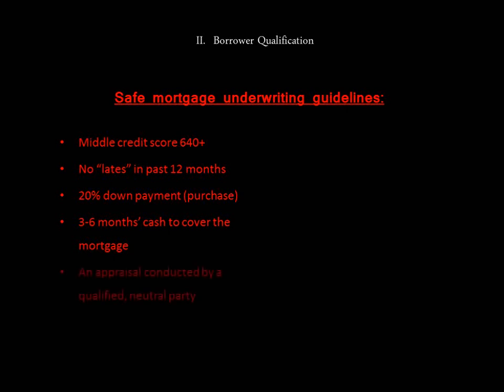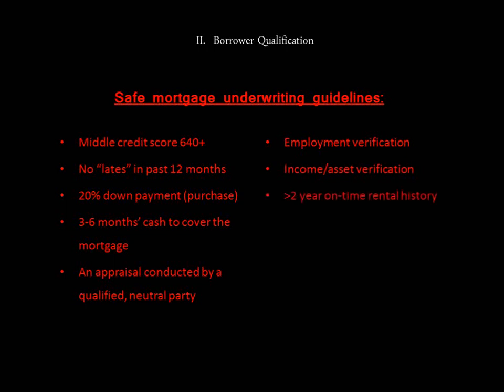An appraisal conducted by a neutral party and scrutinized by the lender's underwriter. An employment verification or business verification if the borrower is self-employed. An income and asset verification. A rental payment history verification consisting of 2 years of on-time rent payments verified by the borrower's property manager, and any other underwriting guidelines imposed by the lending party.